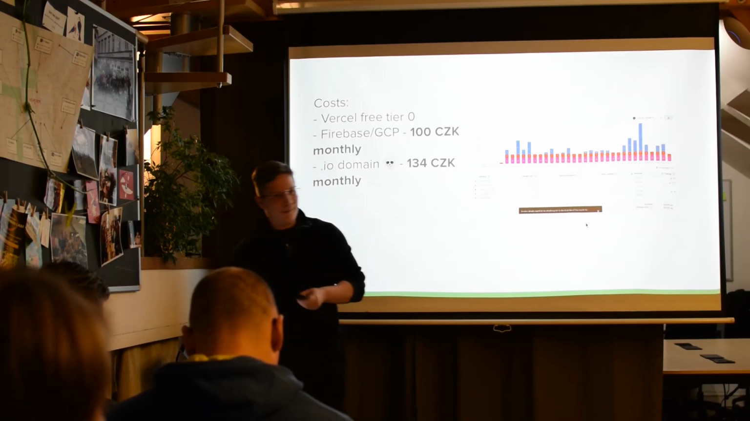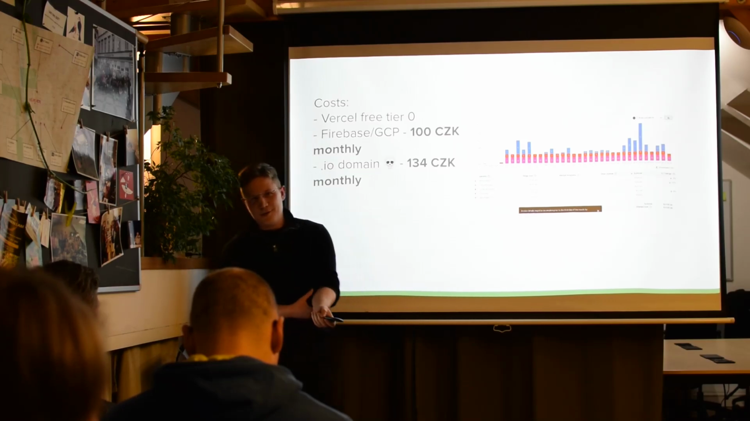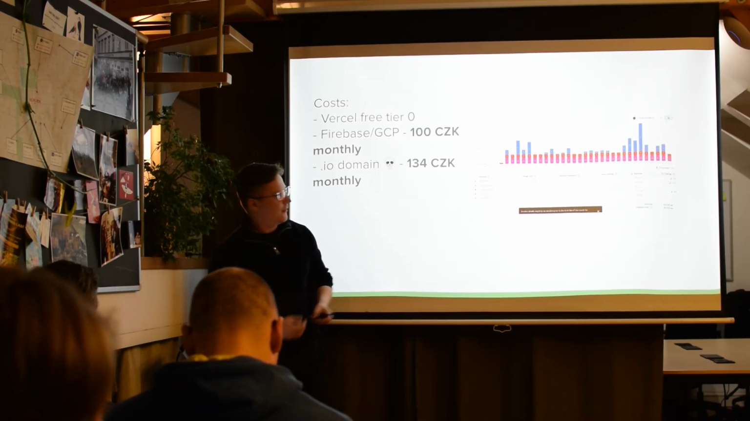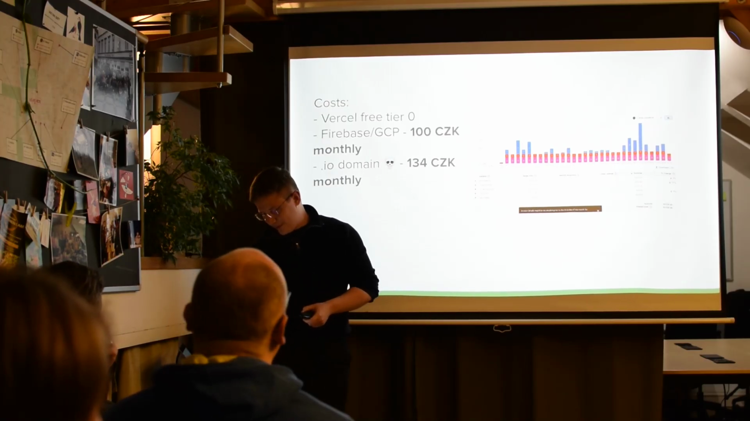Yeah, the costs. One mistake. Someone wanted to see mistakes. So don't buy an .io domain. They are expensive, and you have to renew them for like 1,500 a year. I should have bought something cheaper. So it was a mistake.